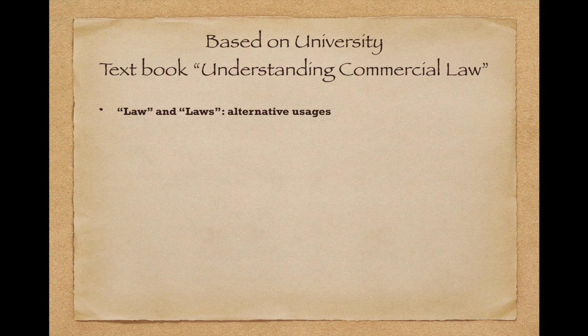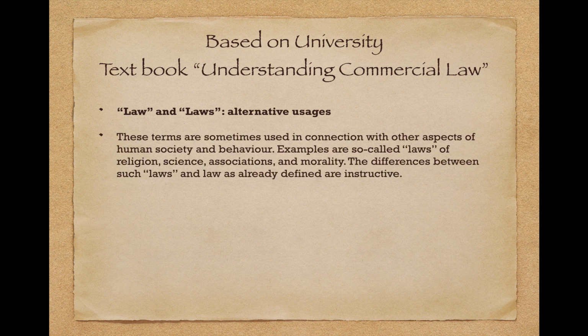Law and laws also have alternative usages, and so now we'll explore them. These terms are sometimes used in connection with other aspects of human society and behavior. Examples are so-called laws of religion, science, associations, and morality. The differences between such laws and law, as already found, are instructive.